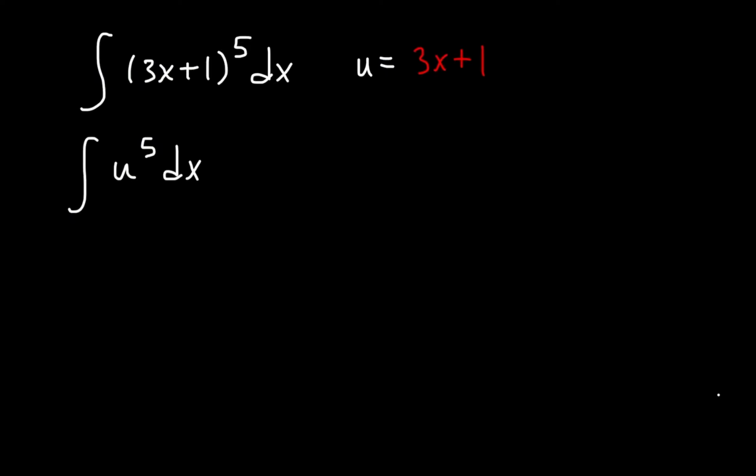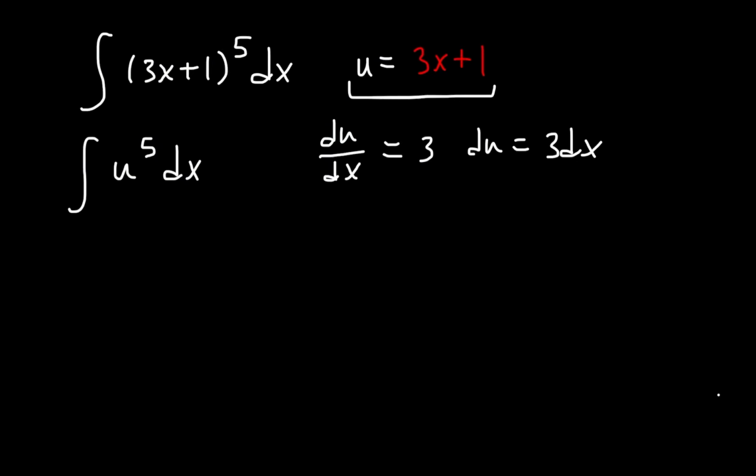So what I'll do is take the derivative of u. So du over dx is equal to the derivative of 3x + 1, which is just 3. And our next step is to isolate, or solve for, dx. So I'll multiply both sides by dx, and I'll have du equals 3 dx. Now I'll divide both sides by 3. Now I have dx equals du over 3.